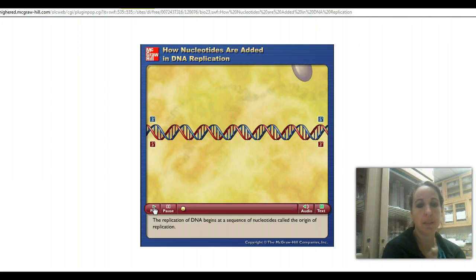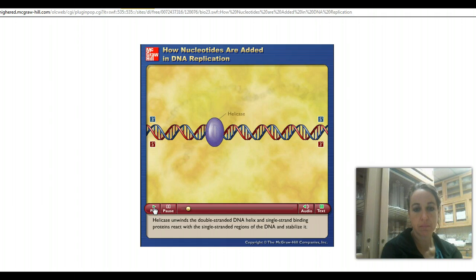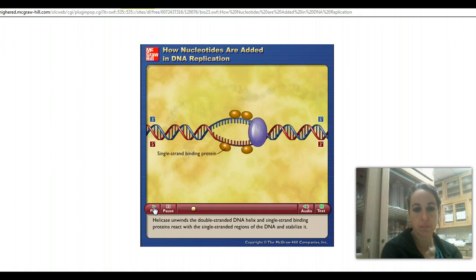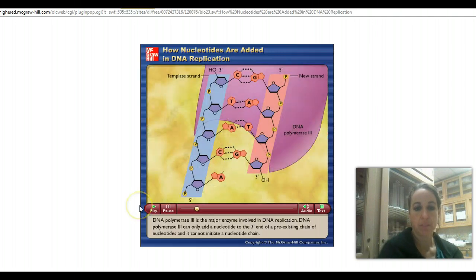The replication of DNA begins at a sequence of nucleotides called the origin of replication. Helicase unwinds the double-stranded DNA helix, and single-strand binding proteins react with the single-stranded regions of the DNA and stabilize it. DNA polymerase is the major enzyme involved in DNA replication. Okay, so the first step, again, remember, was that we unzipped the genes. DNA helicase came in and did that. Now DNA polymerase is going to be adding in the correct nucleotides.